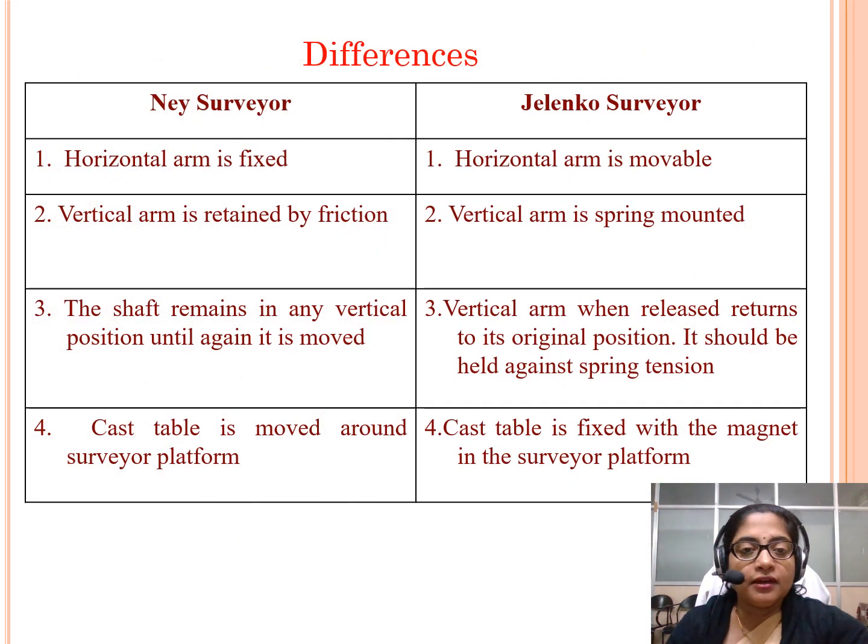The differences here are: in the Nays surveyor, the horizontal arm is fixed, whereas Jelenko has a horizontal arm which is movable. The vertical arm is retained by friction in the Nays surveyor, and the vertical arm is spring mounted in the Jelenko surveyor. The shaft remains in any vertical position until it is moved again in the Nays surveyor. However, in the Jelenko surveyor, the vertical arm when released returns to its original position because it is loaded by a spring. The cast table is moved around the surveyor platform in the Nays surveyor, but in the Jelenko surveyor, the cast table is fixed.